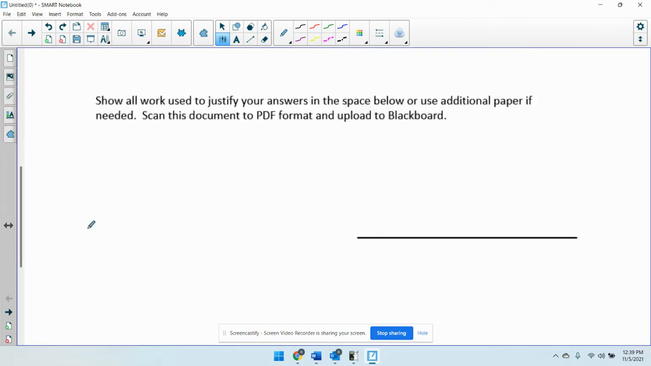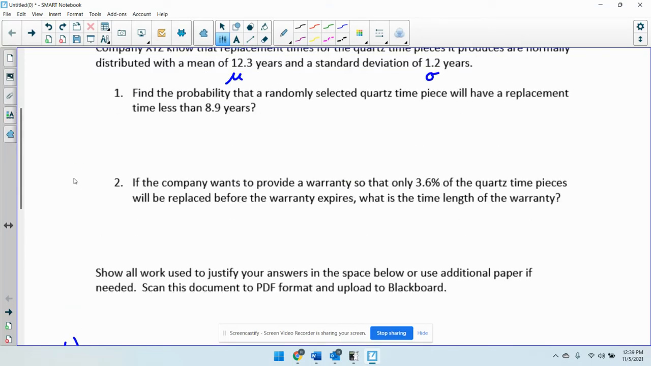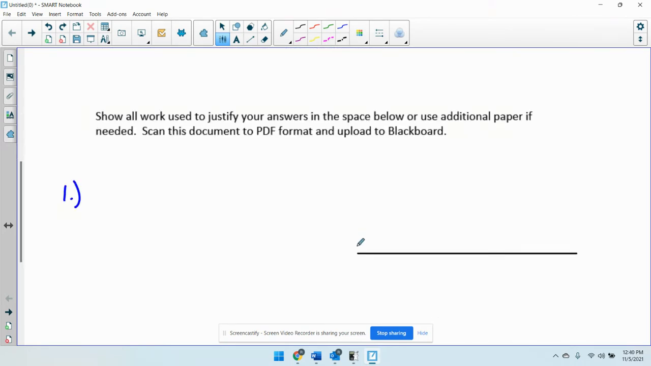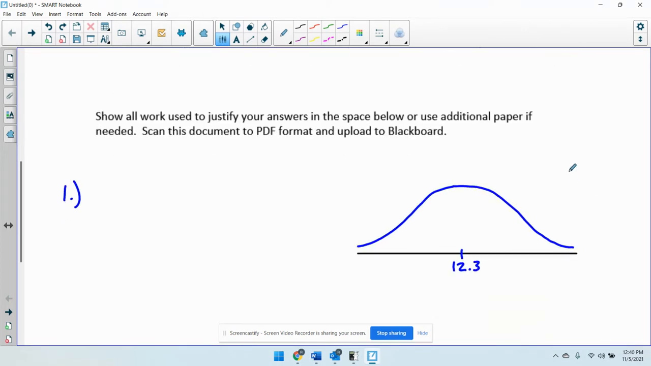So I'm going to put my work for question 1 right here. It helps to draw a normal curve just so you can kind of see what we're looking at. So I'm just going to draw my normal curve with this mu and this sigma. We'll draw our curve. Something like that. My mu is 12.3, I believe. And my sigma, I'm just going to draw this off to the side. Sigma is going to be 1.2.